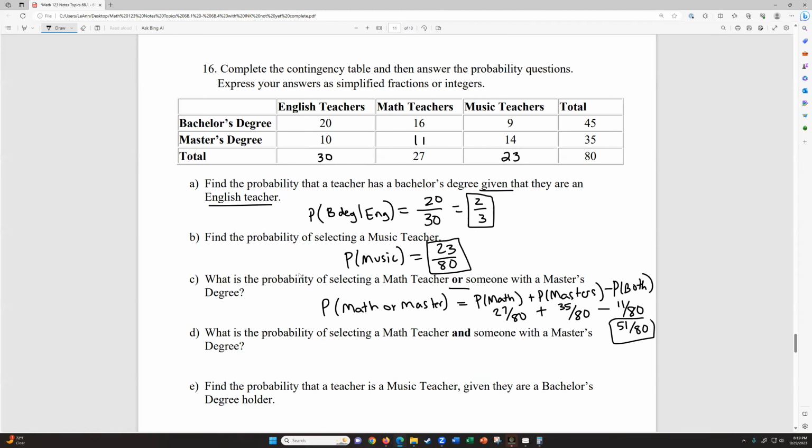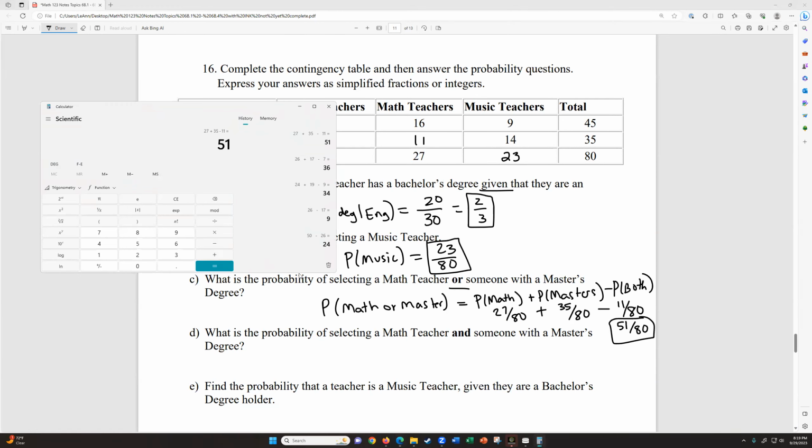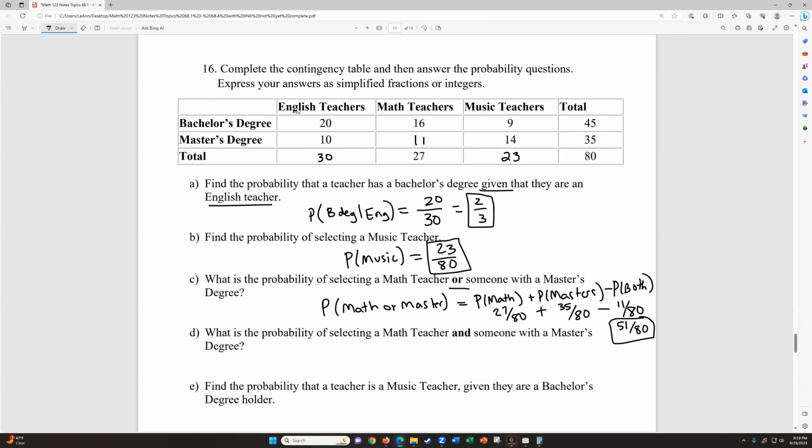And I do believe that doesn't reduce, but 51 is divisible by 3, I think. Yeah. So as long as 80 is not divisible by 3 or 17, we should be good. Always triple check those on your calculator.